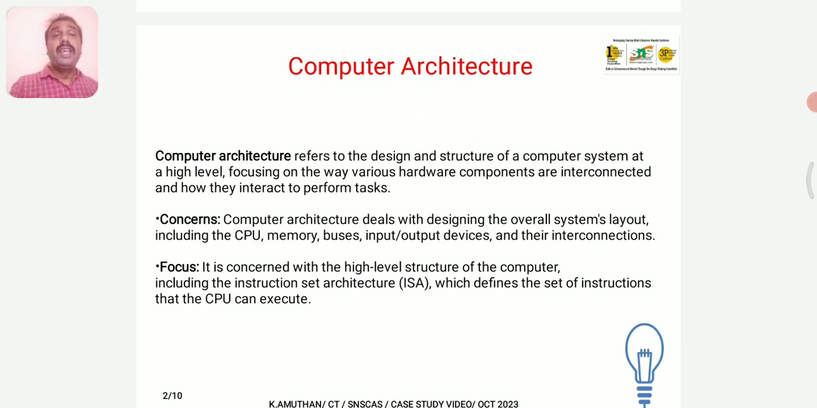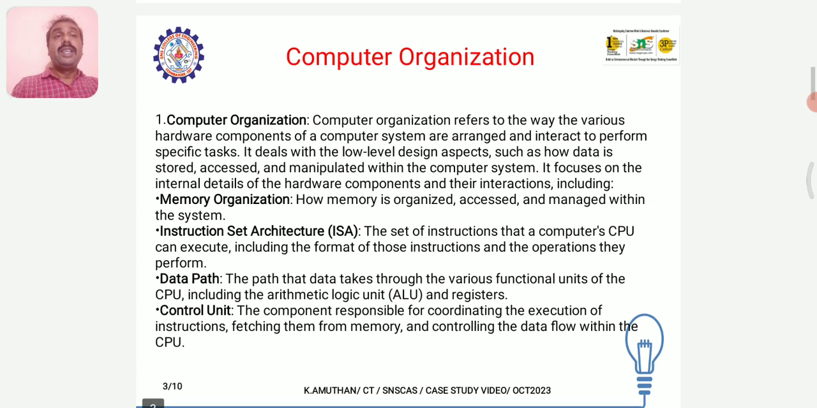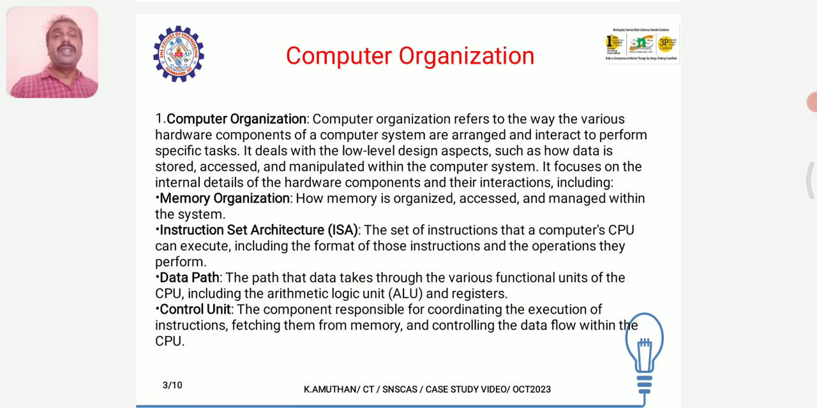It concerns the high-level structure of the computer components, including instruction architecture. How the instructions move from one place to another. It defines the set of instructions that the CPU can execute. Next, computer organization. It deals with computer memory organization, instruction architecture, data path, and control unit.